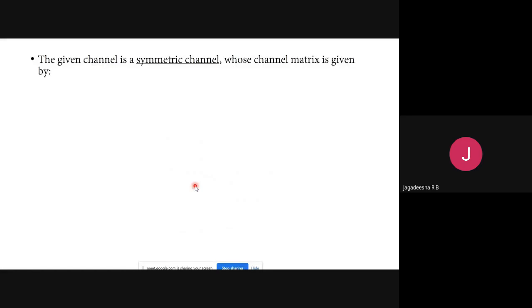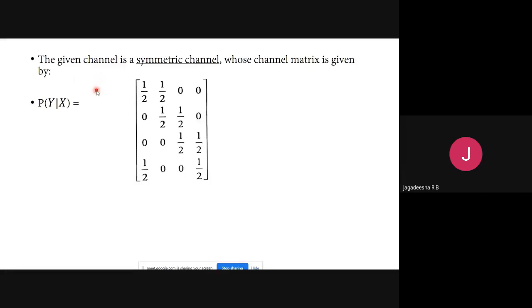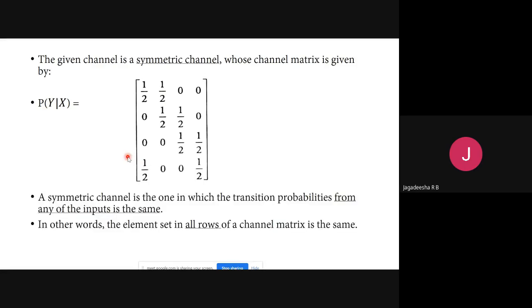Okay, so the given channel is a symmetric channel. I will tell you what I have underlined here: symmetric channel. I will tell you what a symmetric channel is. Since we know the channel setting, we can write its channel matrix. It's 4x4, with x1, x2, x3 and x4, and y1, y2, y3 and y4. You notice here, these values are all half, right? This is from the transition probabilities. Now I'm telling you, what's a symmetric channel?